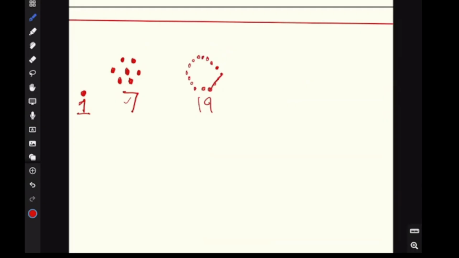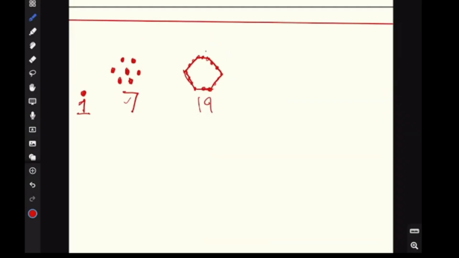So we'll just join the dots. It's looking a bit like a circle. And everybody please focus during the video. No interruptions. So these dots make 19 dots.